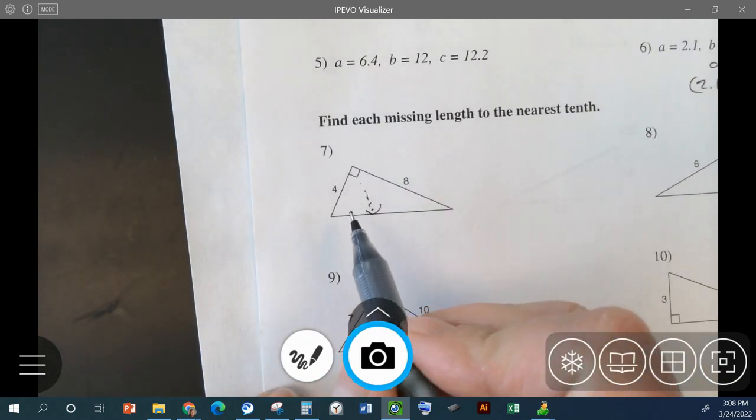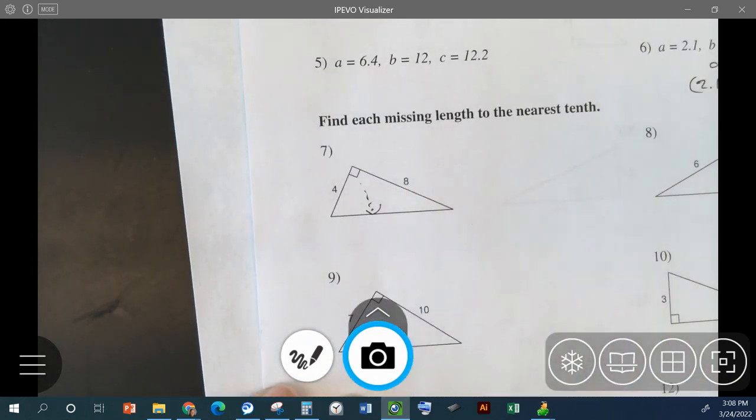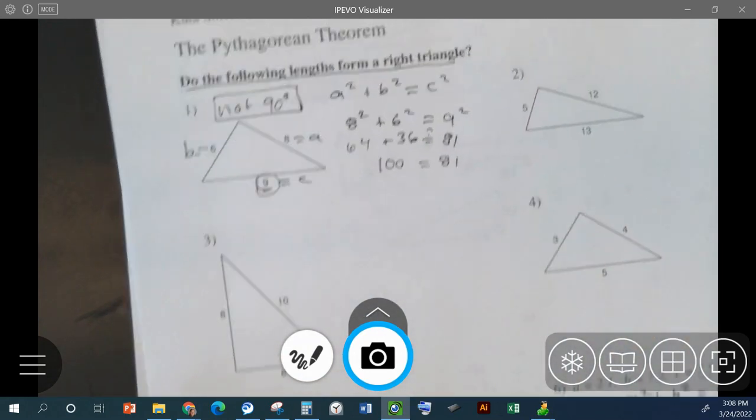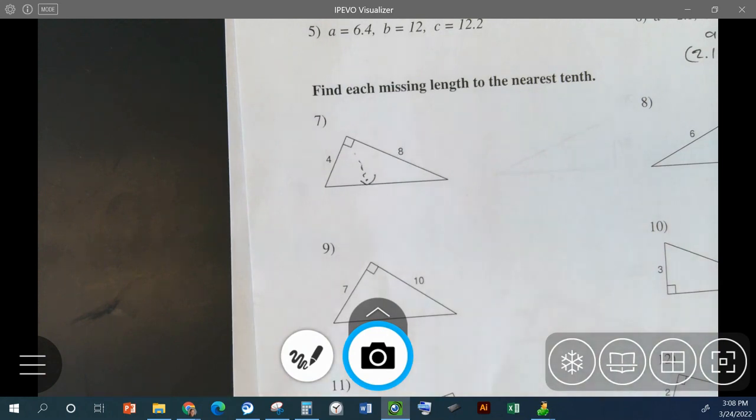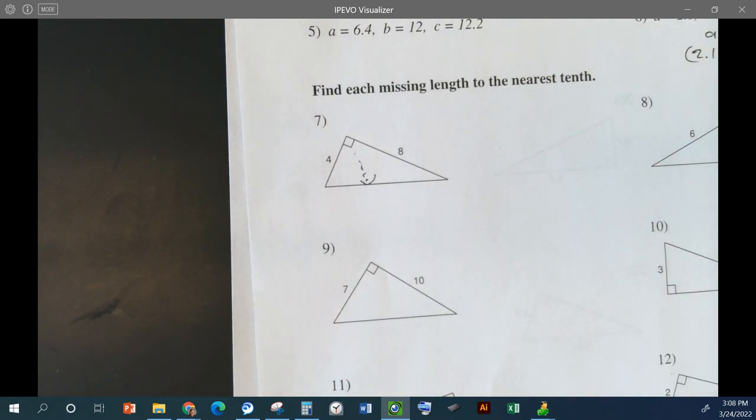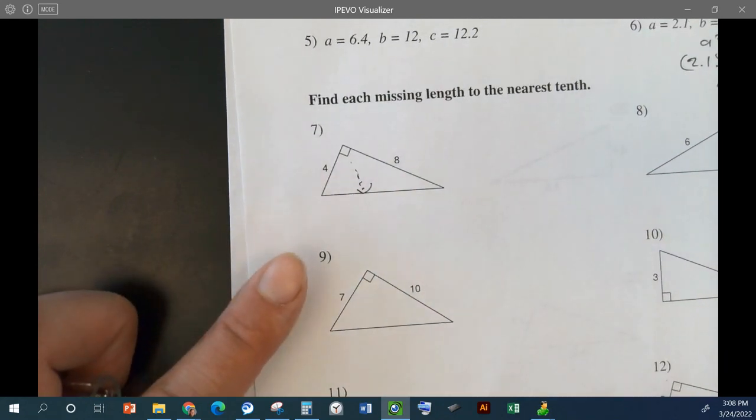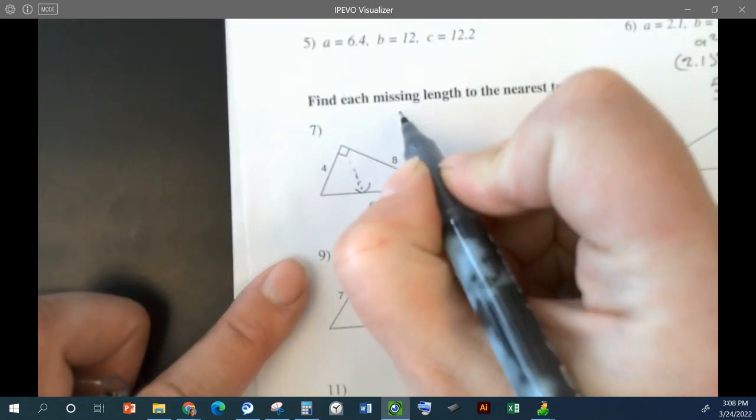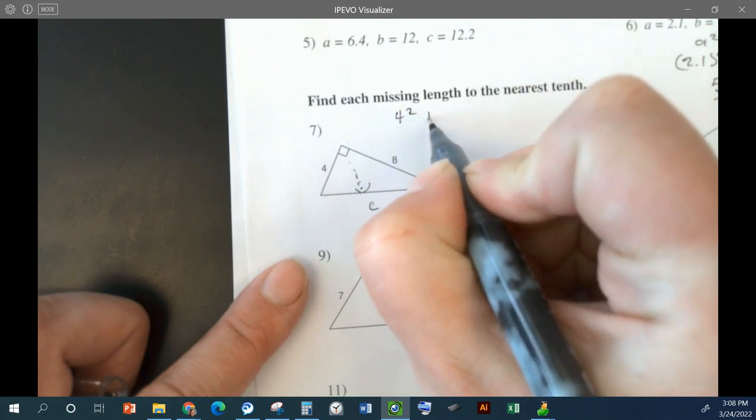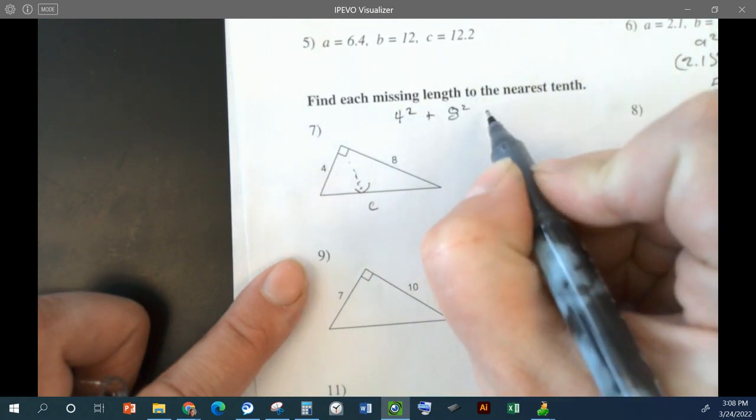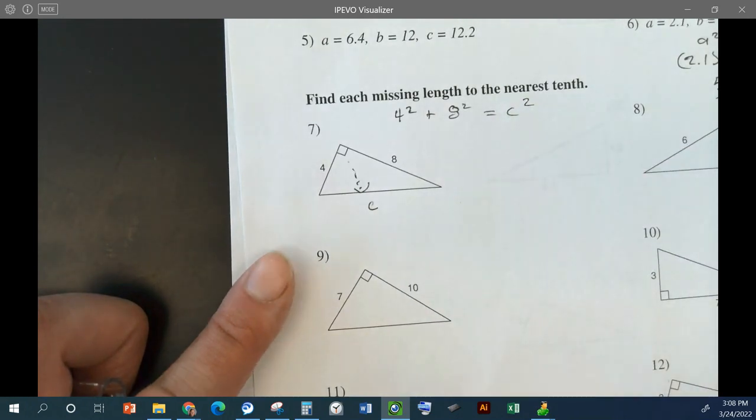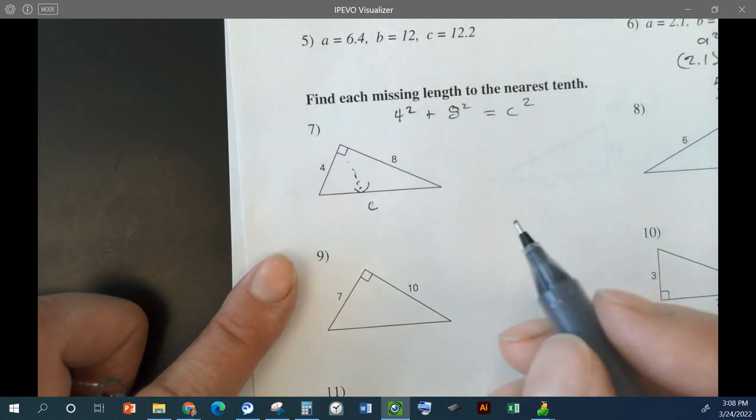So are you looking at 7? Oh, we're just going to scoot down to number 7. Is that all right? So this is a different type. Now we're looking for the length. We're looking for C. Yep, so we have 16. So 4 squared plus 8 squared should give me the C squared. So we're just going to do some algebra and solve.